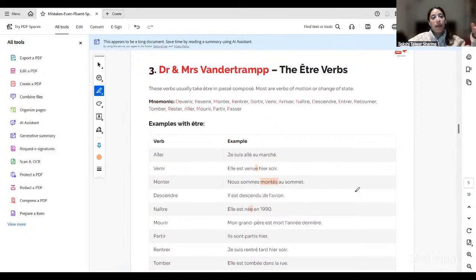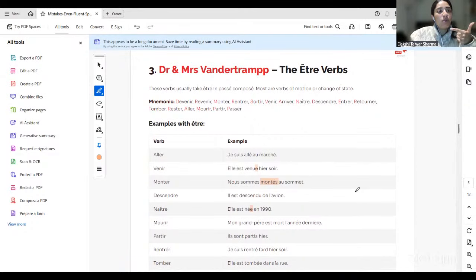So if it's masculine, we don't add anything. If it's plural, we add an S. If it's feminine, we add an E. This process is called accord. And this process only applies to the être verbs. And this goes a long way. You do the same process of accords when you do active and passive voice also. So understanding where you will put this extra E and extra S only with être past participles.